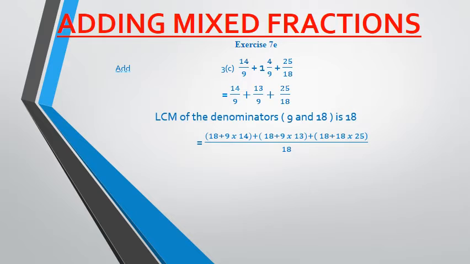So when we solve this, what do we get? We get 2 multiplied by 14 plus 2 multiplied by 13 plus 1 multiplied by 25 upon 18, which in turn is equal to 28 plus 26 plus 25 by 18, which in turn is equal to 79 by 18. Now this is an improper fraction, so we will change this into a mixed fraction, which is 4 7 by 18, and this is our final answer.